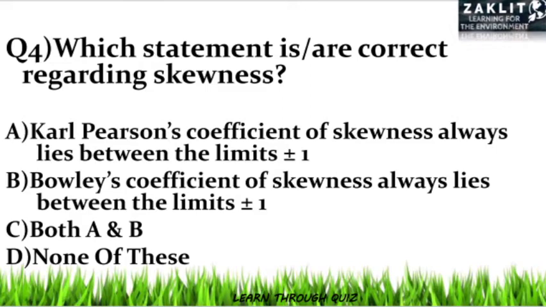The fourth question was related to the statistics in which we had to find the correct statements regarding the skewness. And here the correct option will be option number B because the Bowley's coefficient of skewness always lies between the limits of -1 to +1, but Karl Pearson's coefficient of skewness doesn't lie between -1 and 1. Time for the next question.